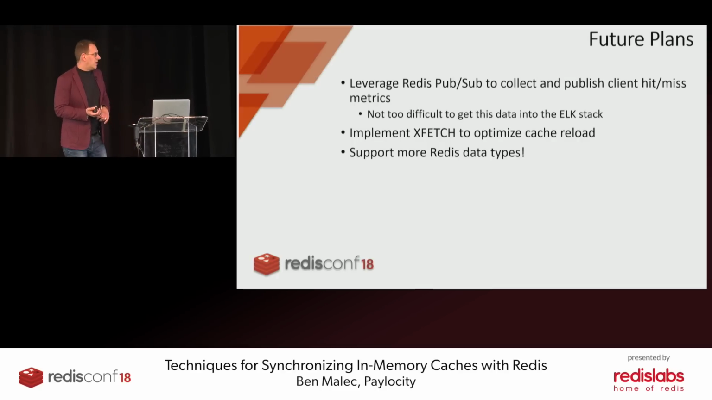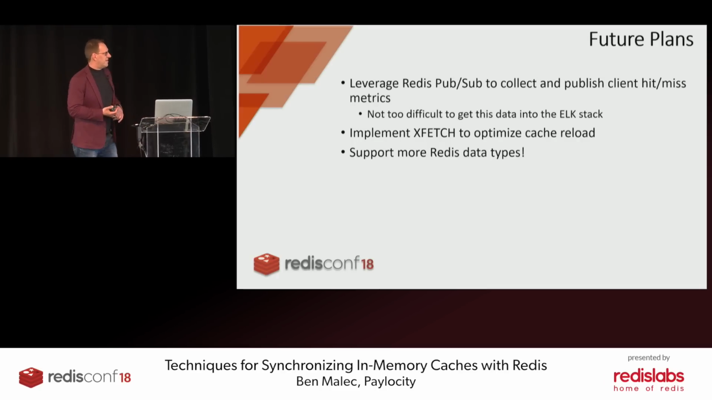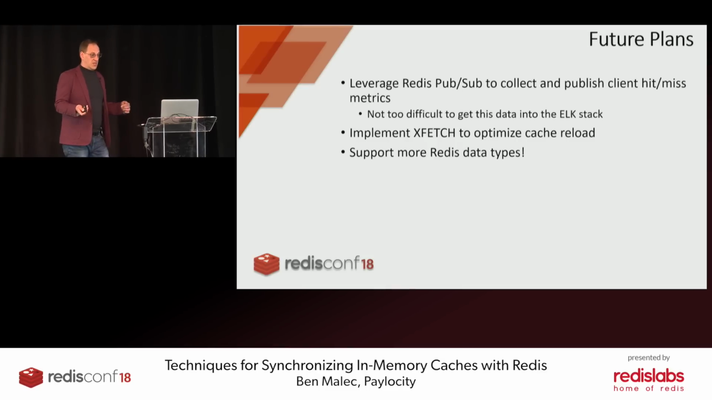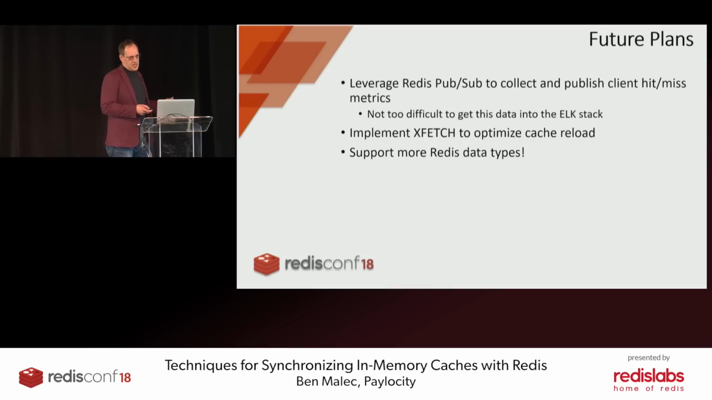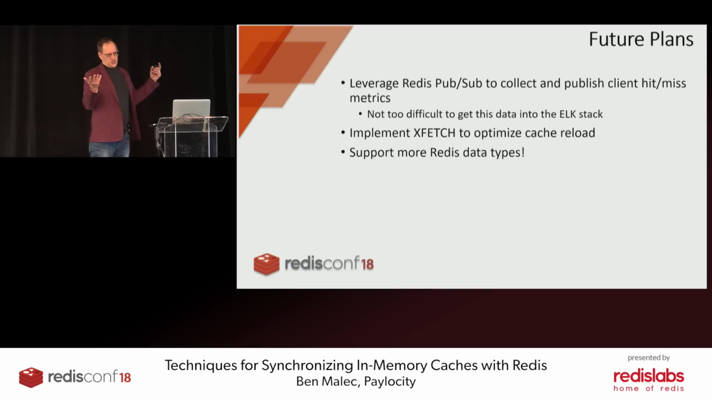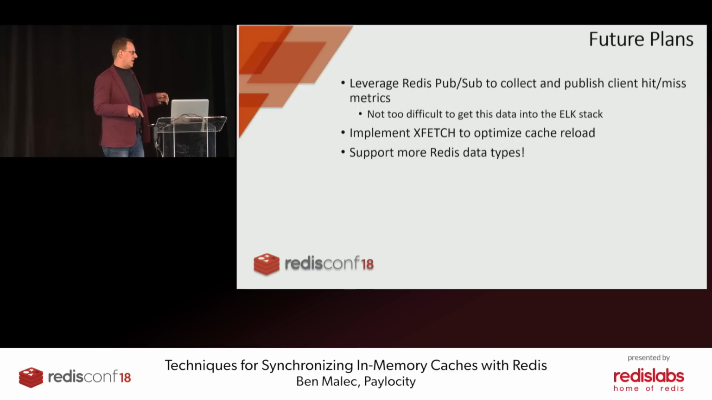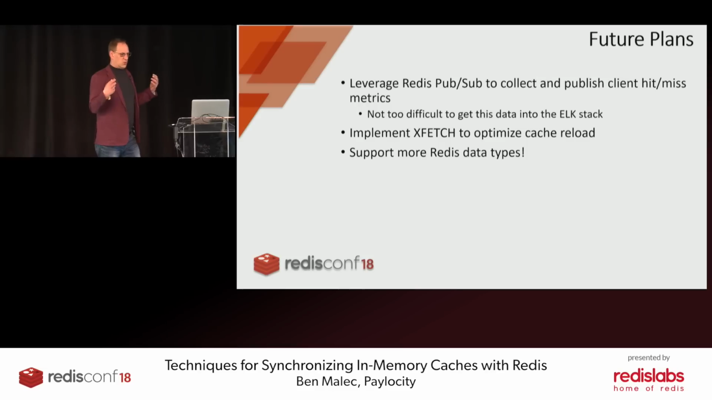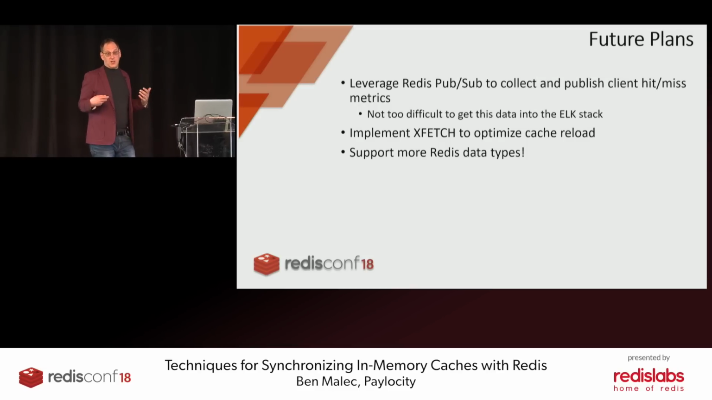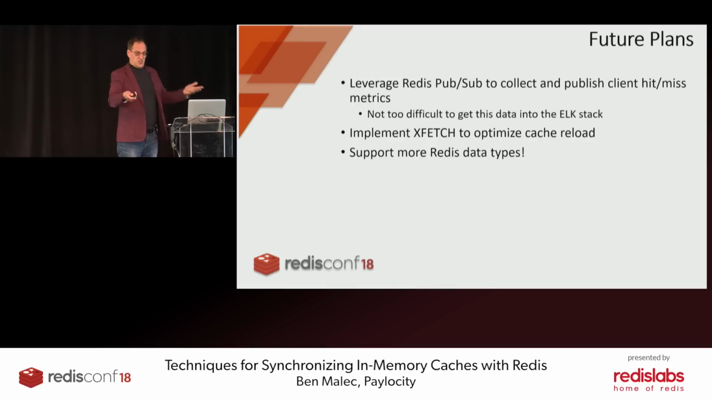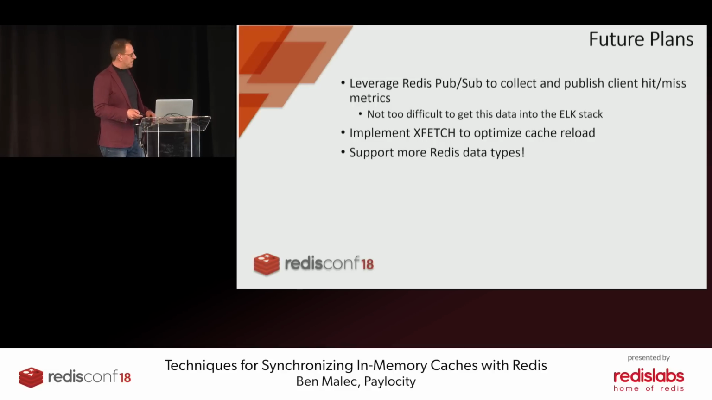XFetch, which was a session actually last year here at RedisConf. It's a way to optimize when caches reload. That's something I'd love to do. Support more Redis data types. So with our caching, it's just strings. It's key value binary stuff. For other things, we've been using sets and things like that. And that's when you really see the power of Redis, when you start exploiting those other data types. I just haven't had a good way to generalize an access pattern to those things.